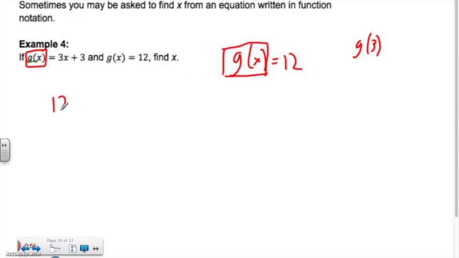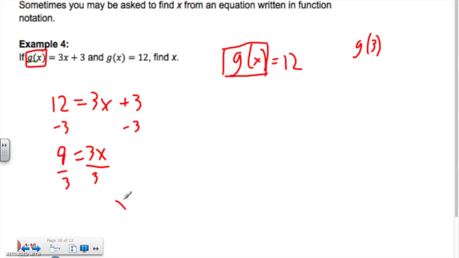So we would plug in 12 equals, and we're going to write the other side exactly the same, 3x plus 3. And now all this is a basic two-step equation. We need to get x by itself, so we subtract 3 from both sides. 12 minus 3 is going to give us 9, and we're going to have 3x left on the other side. We'll divide both sides by 3 to get x by itself, and we're going to get x is equal to 3. So when g of x is equal to 12, we know that x is going to be 3.